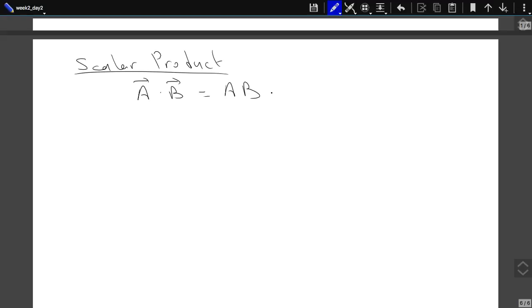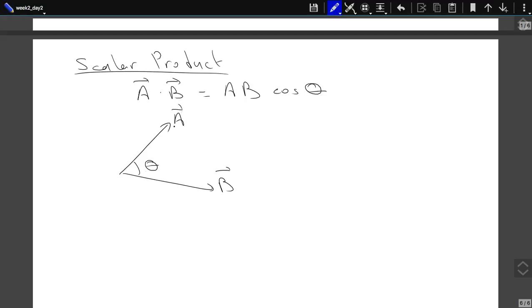So let's review the scalar product. Do you remember what the scalar product is? If you take two vectors A and B, this is their scalar product. It is a number, and it's just the product of the magnitudes times the cosine of the angle between the two. So if this is our vector A, this is our vector B, and this is our angle theta, A dot B is the product of the magnitudes times the cosine of the angle between the two.